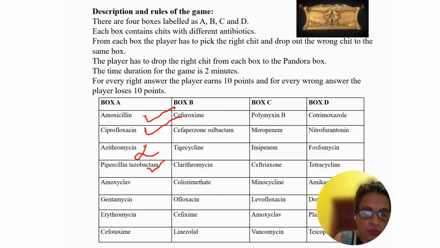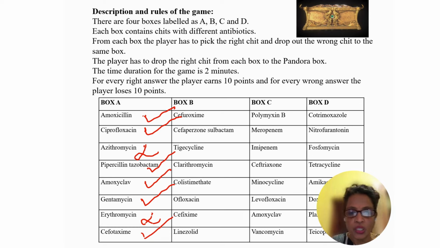Piperacillin tazobactam, yes. Amoxiclav, yes. Gentamicin, yes. Erythromycin, no. Again a macrolide which is metabolized in the liver. Cefotaxime, a third generation cephalosporin, yes. Cefuroxime, a second generation cephalosporin. If the urine culture sensitivity report shows that it is sensitive to cefuroxime, yes, you can use cefuroxime. Cefoperazone sulbactam, yes, you can use.